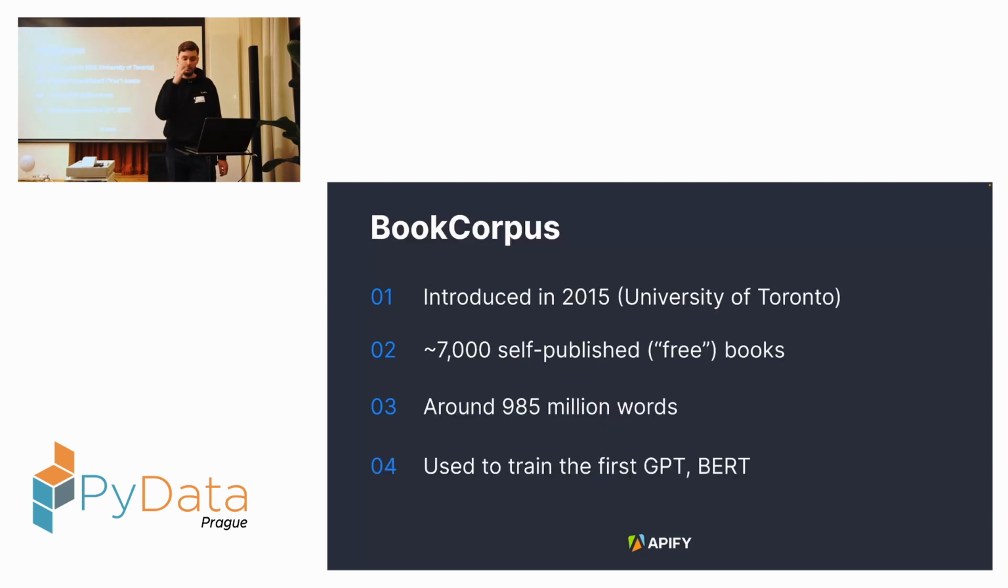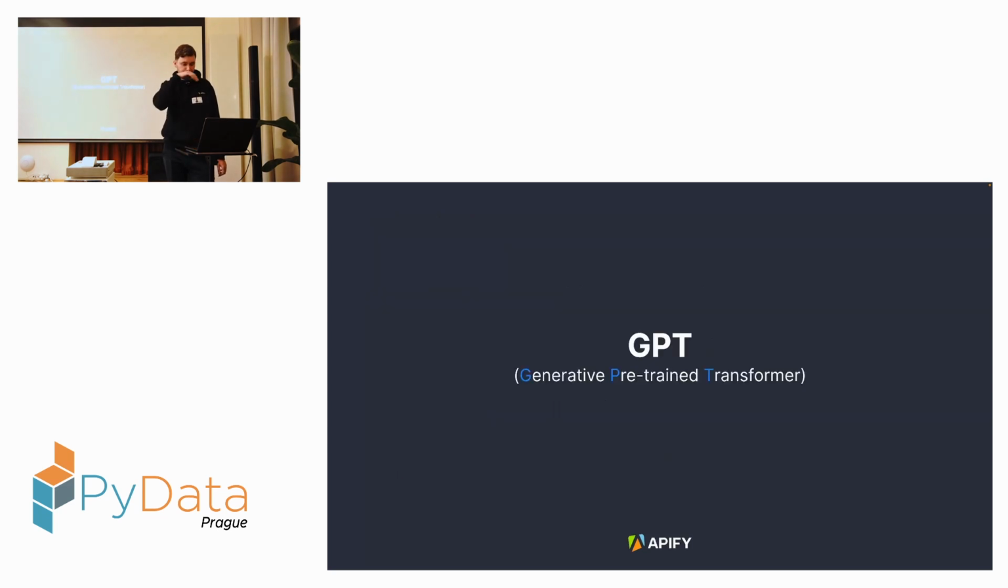Now for the BookCorpus, it was introduced in 2015 at the University of Toronto, which is interestingly the same university that created AlexNet. It consists of about 7,000 self-published books. Those books are ebooks, available publicly on the internet, and they created a dataset from it. It has around 985 million words, and it was used to train BERT and also the first GPT. And now we're getting to the GPTs, which stands for generative pre-trained transformer.